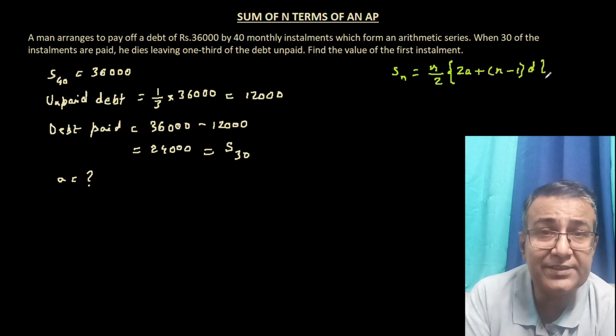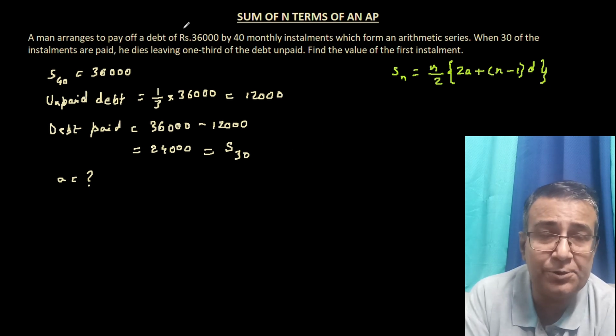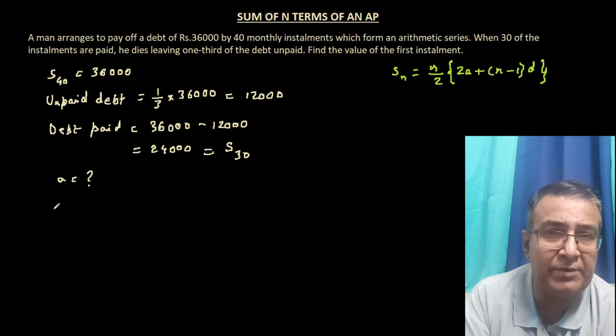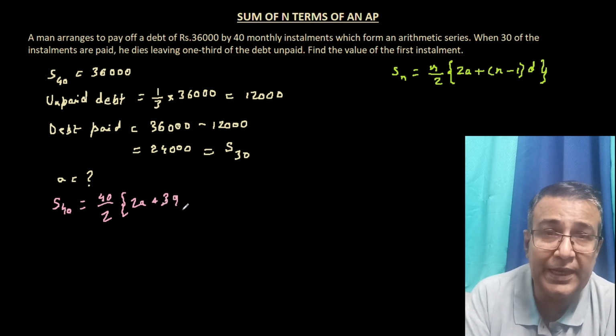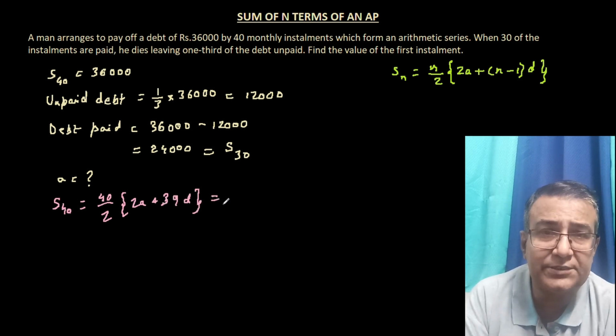Since S40 and S30 have been given to us, we can substitute these two values of n into the formula and get two equations, and then we can solve it out. So S of 40 would be 40 over 2 times 2a plus 40 minus 1 gives us 39, so 39d, that has been given to us as 36,000. The 40 and 2 can be cancelled here, so 2 times 20 is 40. I can take this 20 to the other side, so I'll be left with 2a plus 39d over here, and 36,000 divided by 20 gives me 1,800.